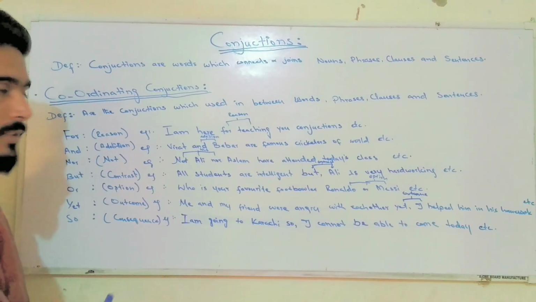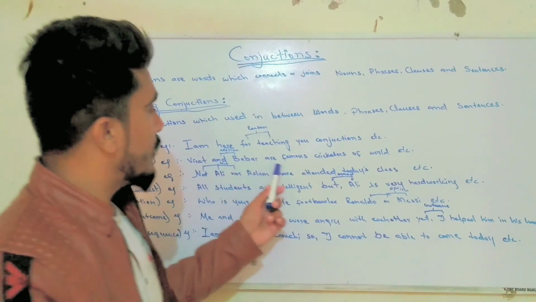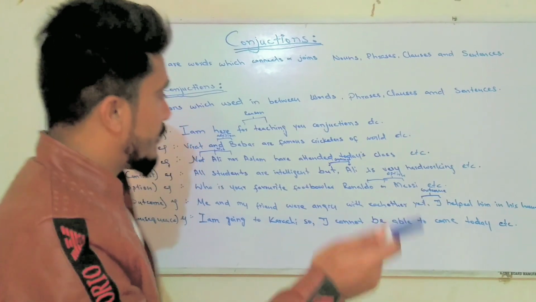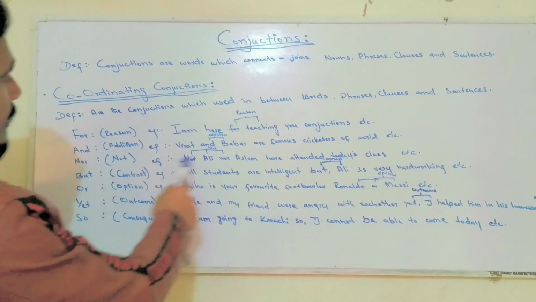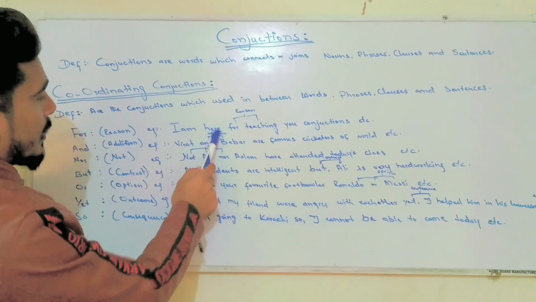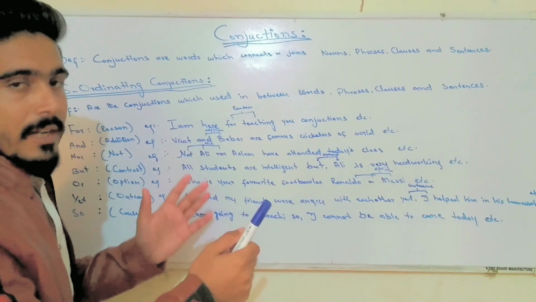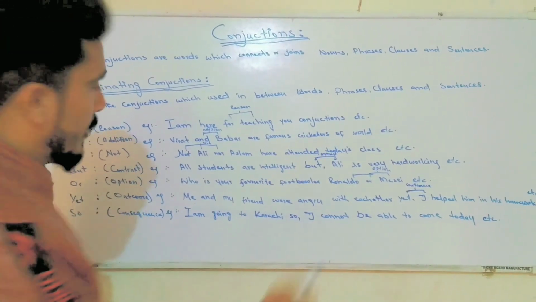This is the reason. So "and" is the addition. And shows the addition. Addition in the sense that, for example, Virat and Babur are famous cricketers of the world. Here, Virat and Babur are the addition, in which they show the similarity as well. So, Babur and Virat are the famous cricketers of the world.